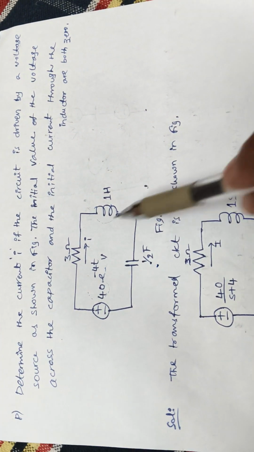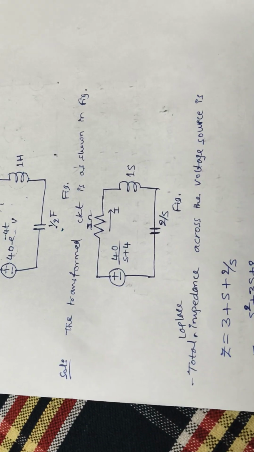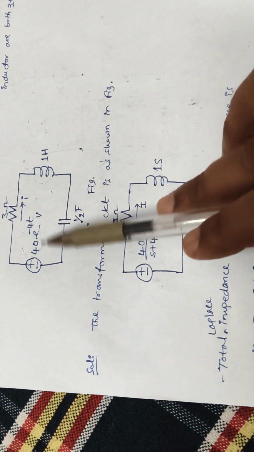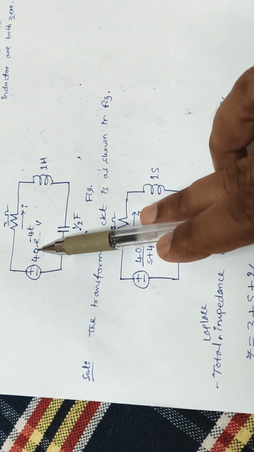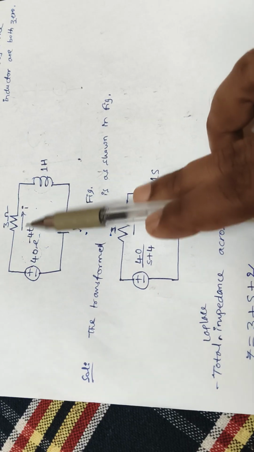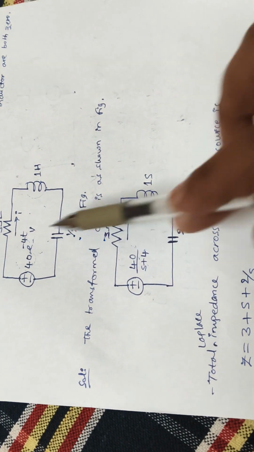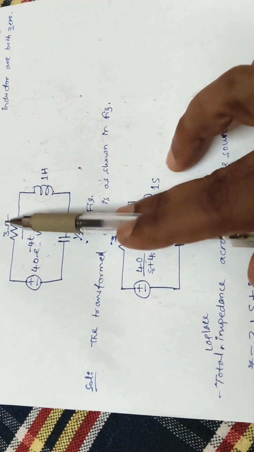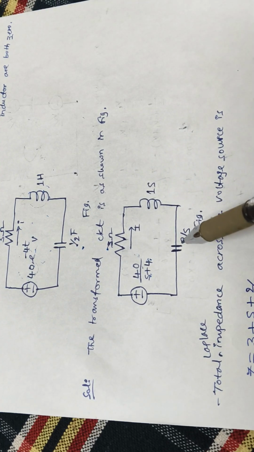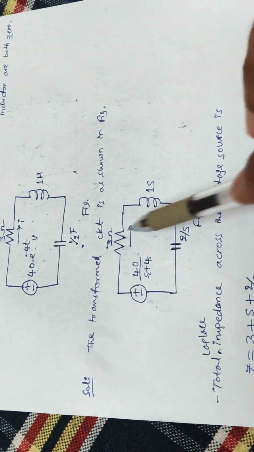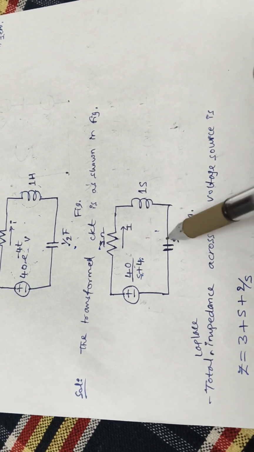What is the first step as part of this? First, you convert the time domain circuit into the S domain circuit. The transformed circuit is as shown in the figure. You have to apply the Laplace transform to 40 e^(-4t), which is 40 times 1 by S plus 4, that is 40 by S plus 4. Resistance stays as it is, 3 ohms. L will become Ls, that is 1S. Capacitance 1 by 2 Farad will become 1 by Cs, which is 2 by S.